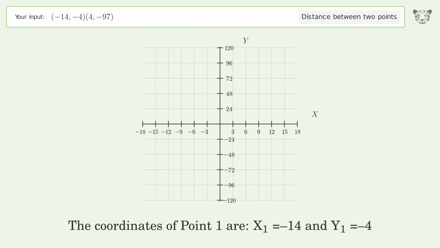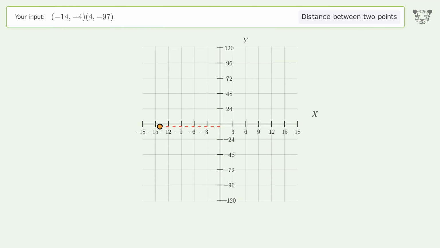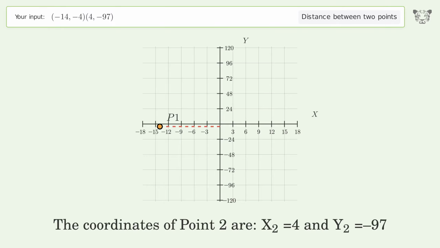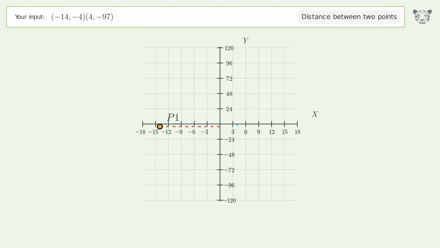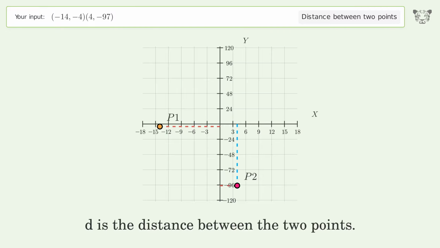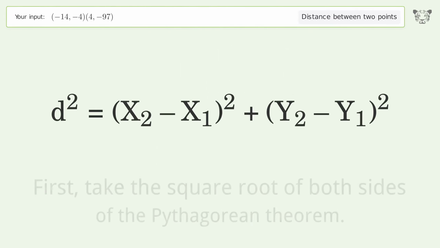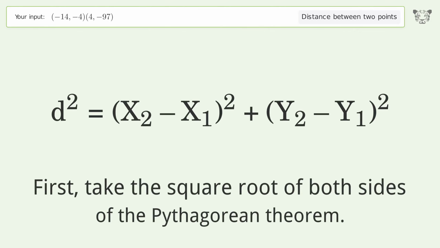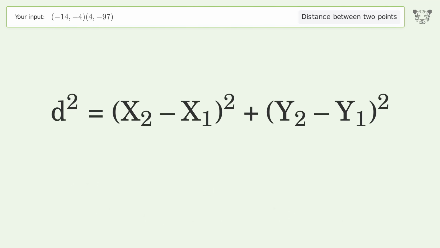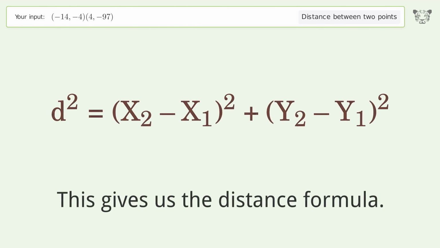The coordinates of point 1 are x1 equals -14 and y1 equals -4. The coordinates of point 2 are x2 equals 4 and y2 equals -97. D is the distance between the 2 points. First, take the square root of both sides of the Pythagorean theorem. This gives us the distance formula.